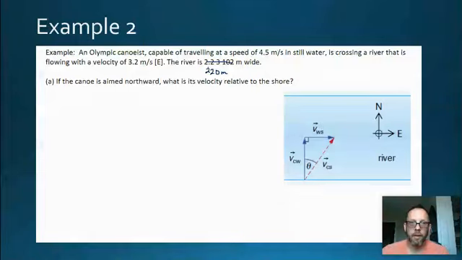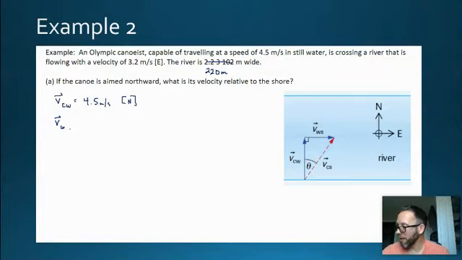What are we given? The canoe can travel 4.5 meters per second in still water. And the canoe is aimed northward. So the velocity of the canoe with respect to the water is 4.5 meters per second north. We are also told that the current, the river, is flowing at 3.2 meters per second east. This current is the velocity of the water with respect to the shore. So I'm going to use S for shore. That's 3.2 meters per second to the east.